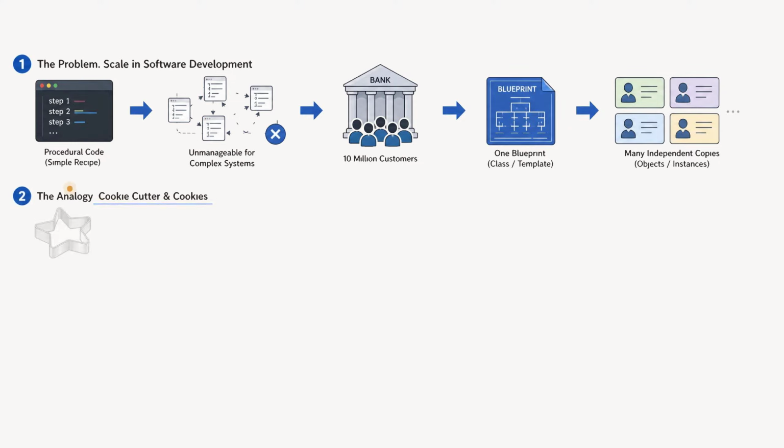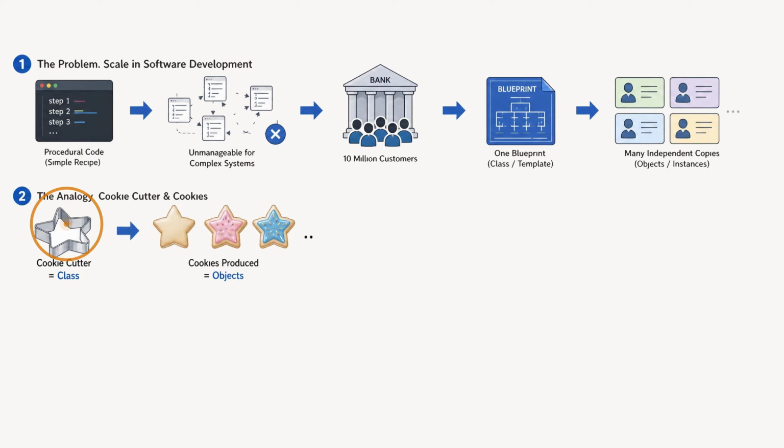To really visualize the relationship between a class and an object, I love the analogy of a cookie cutter. This cookie cutter right here represents the class. Notice that it's not a cookie itself. You can't eat it. It merely defines the shape and the boundaries. But you use it to create something tangible. These individual cookies produced by the cutter are your objects. From one single cutter, you can stamp out an infinite number of cookies.